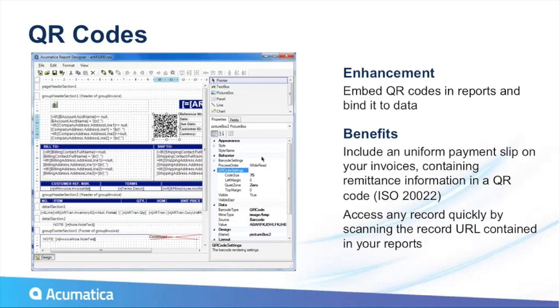So it can really make accessing information in Acumatica faster. So I'm sure people will find novel and interesting ways to use a QR code. So play with it. It is in the report designer, and it is easy to use. It works the same way as the barcode in the system.